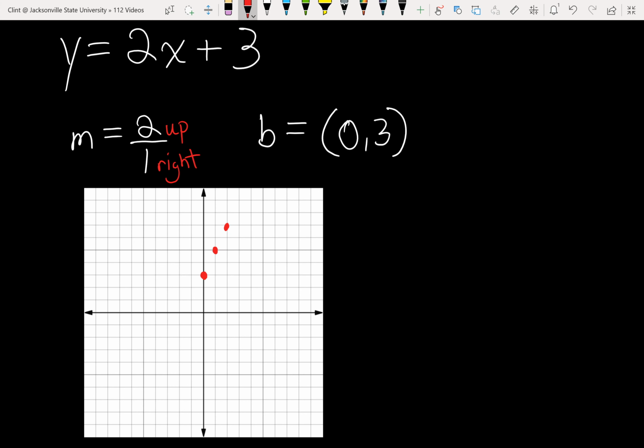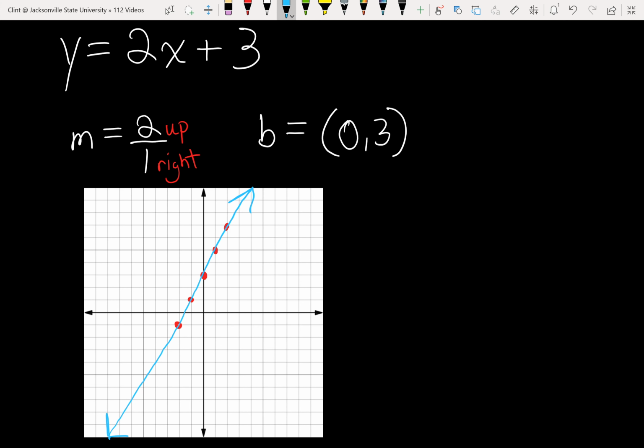Okay? And then another thing that's handy sometimes is you can go backward also. So you can do the reverse. So instead of going 2 up, 1 to the right, we can go 2 down, 1 to the left. And 2 down, 1 to the left. And then this gives us our line. And I don't have a ruler, so let's see how good I can do here. There's our line. That's our graph.